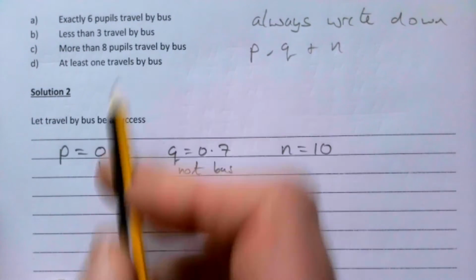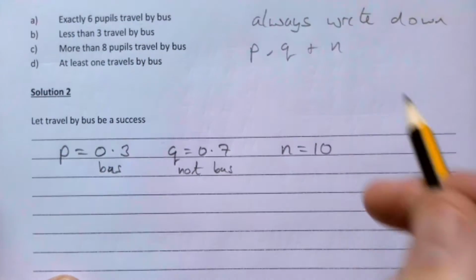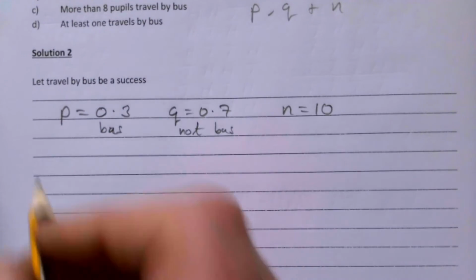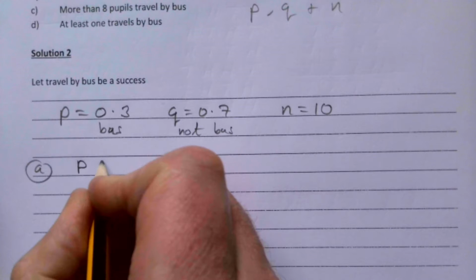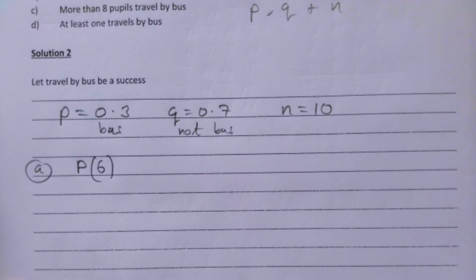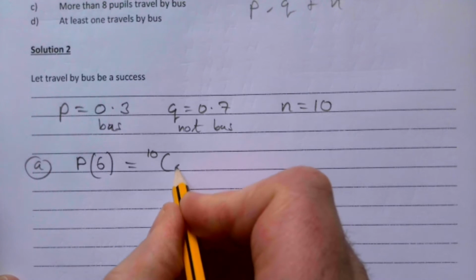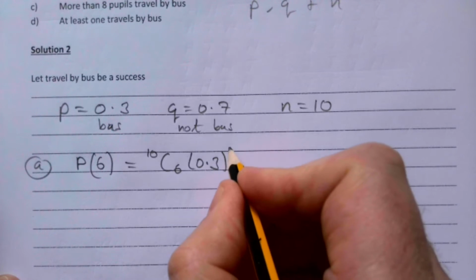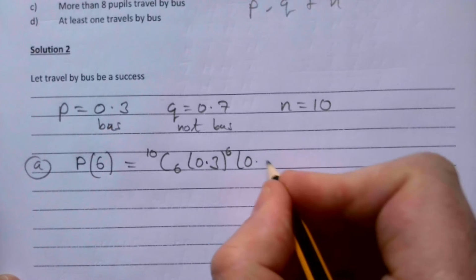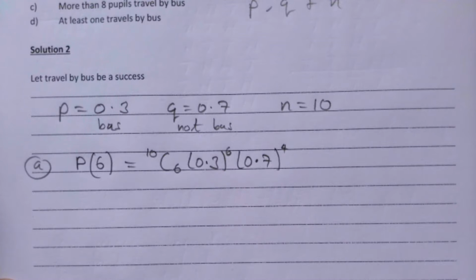So exactly 6 travel by bus. So we are looking for P of 6, and in that case the bit we want is going to be 10C6, 0.3 to the power of 6, 0.7 to the power of 4.